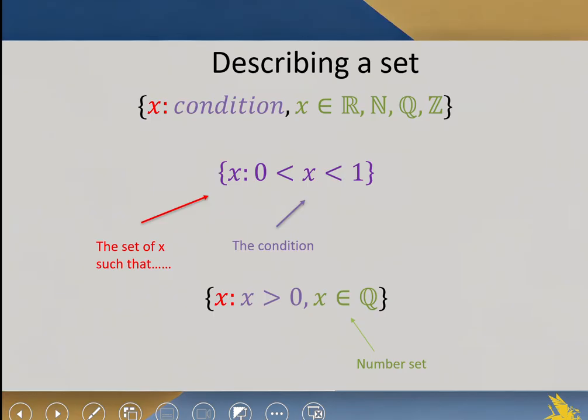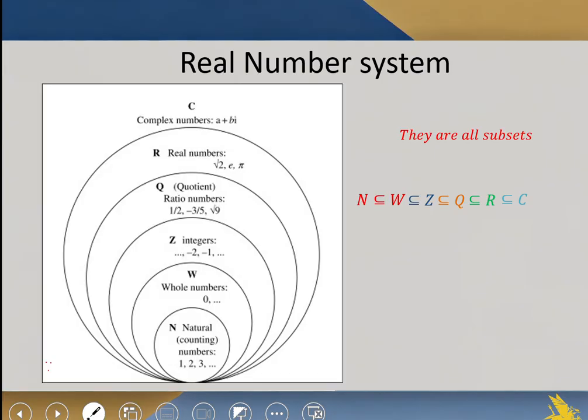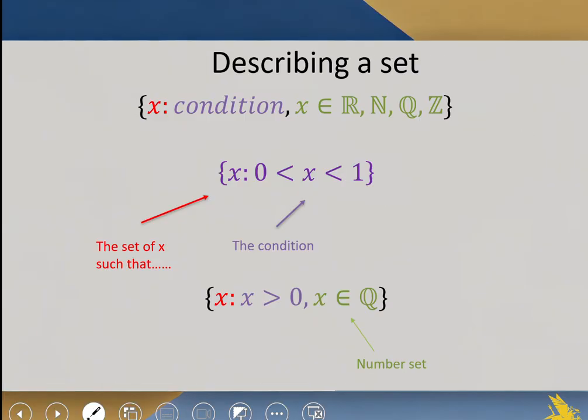So when we are describing a set, there's a certain way we need to do it. We need to be thinking about it as x, colon, and that is the set of x such that. Then we need to place the condition. So the condition is what range we're looking at. So we're talking about x is greater than 0 and less than 1. Then we're talking about x limits, what are they? So going back to our real number system, what letter are we going to be giving it? Are we talking about all real numbers, all natural numbers, integers, quotients?